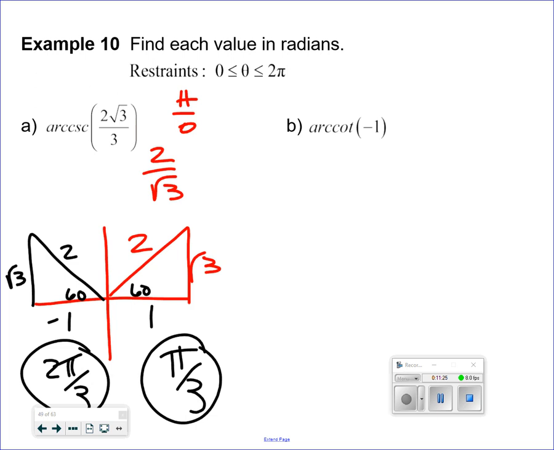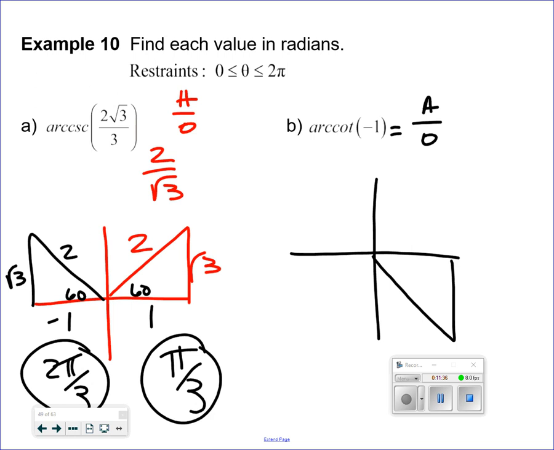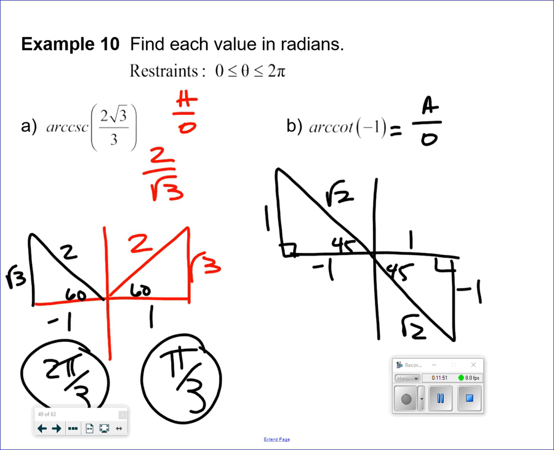Arc cotangent, -1. So again, this is the only time tangent and cotangent can be 1. So I need adjacent over opposite. So adjacent over opposite being -1. And then that would also be up here with the adjacent over the opposite being -1. Fill in the missing side. That is a 45-degree reference angle.